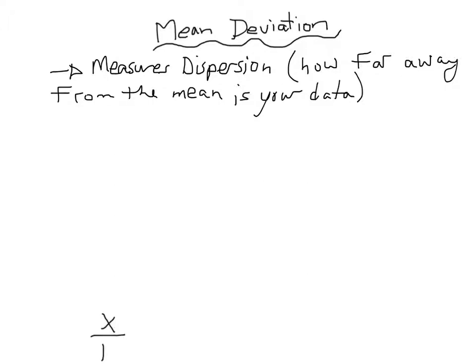Okay, so like I said, before we only had range. So before, we used range to look at dispersion. So range was just high value minus low value.